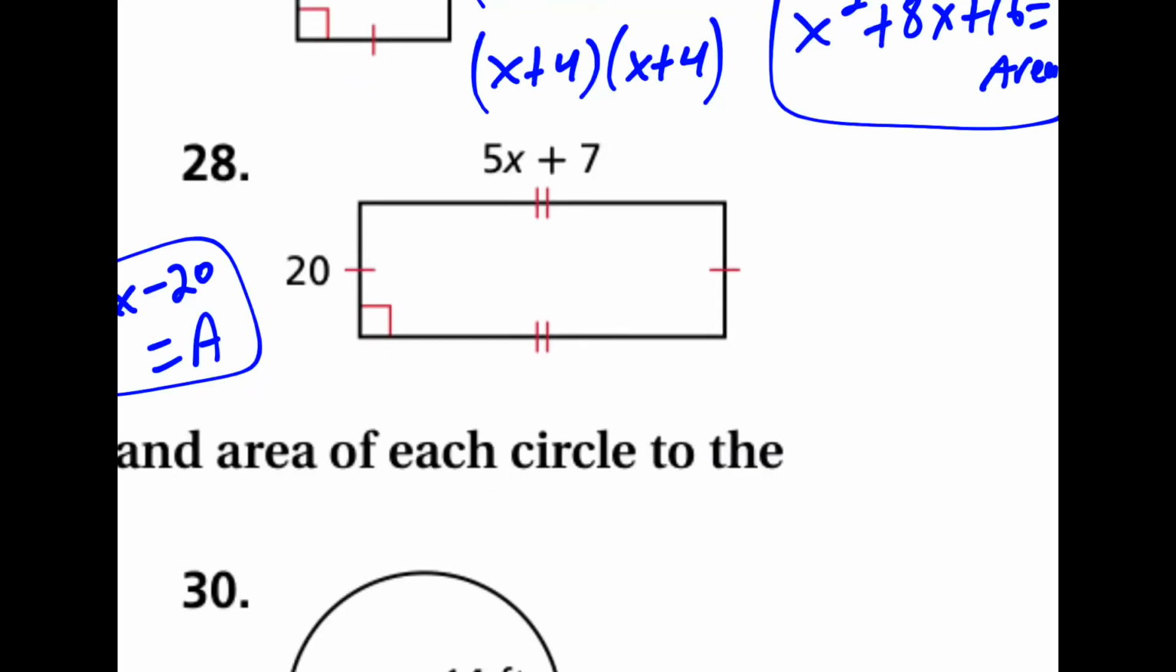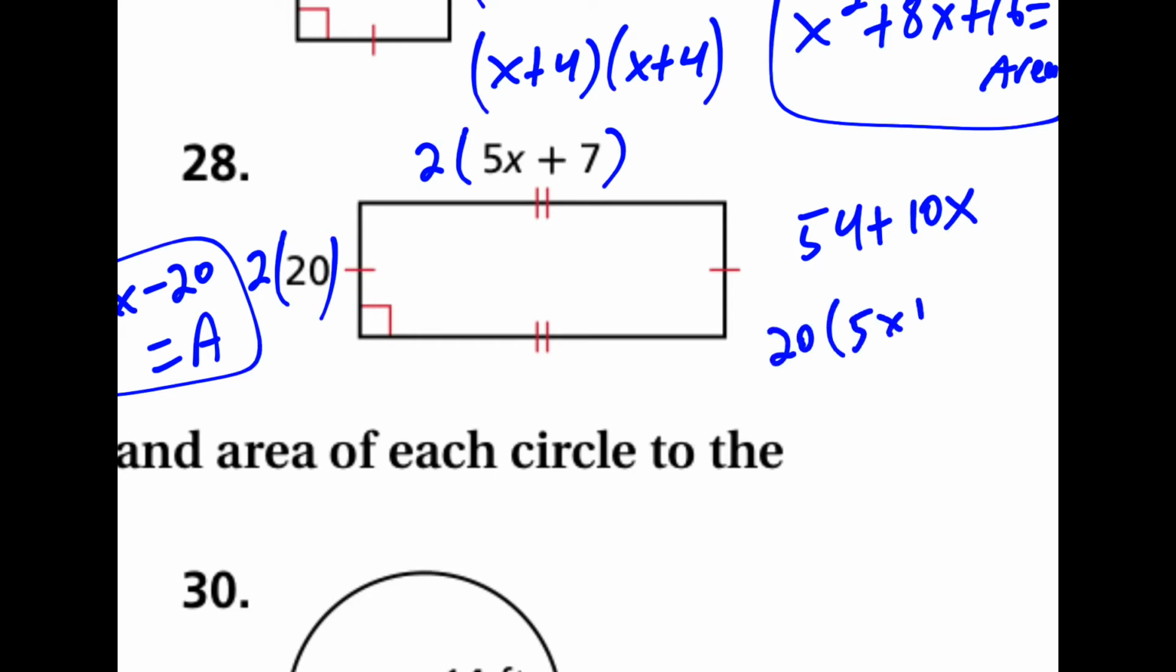For 28, to find the perimeter, it's going to be twice the length plus twice the width. So this is going to be 54 plus 10x for the perimeter. To find the area, I'm going to multiply the length times the width. And this gives me 100x plus 140. And that's the area.